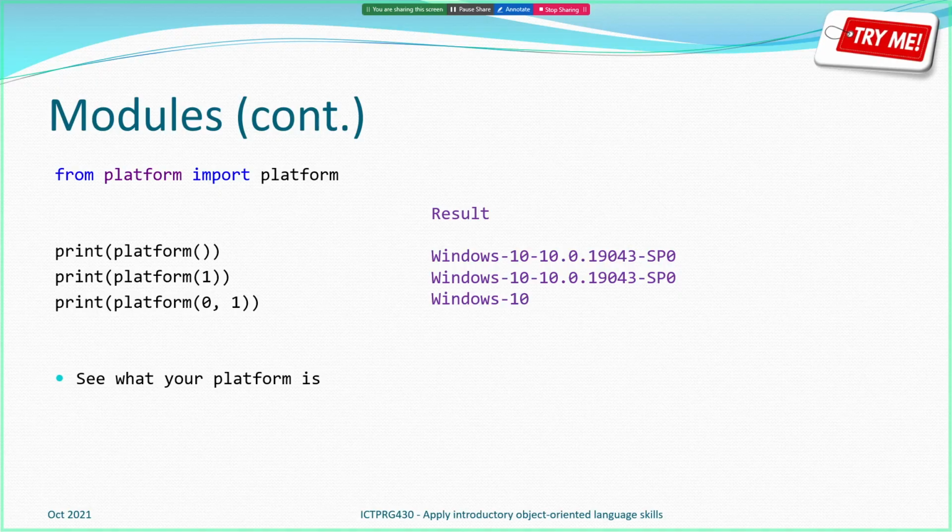So, platform, it brings in the operating system and its patch information, what version it is. And then the bottom one, it's the shortest, it's the terse version. So have a play and see what results come back.